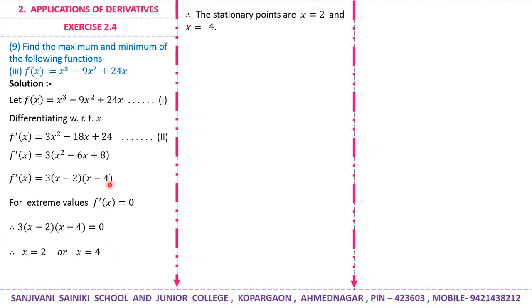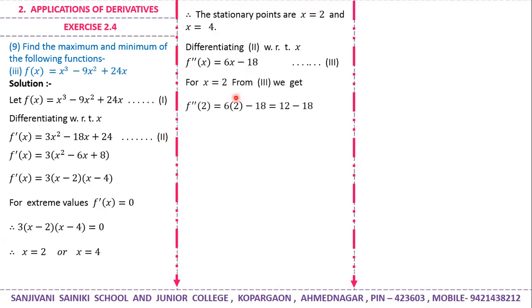Now we will check the second derivative. We have to find the second order derivative. So again differentiate equation 2 with respect to x. F double dash of x is 6x minus 18. Then we will check the sign of this function at these stationary points. So at x is equal to 2, f double dash at 2 is minus 6, less than 0.